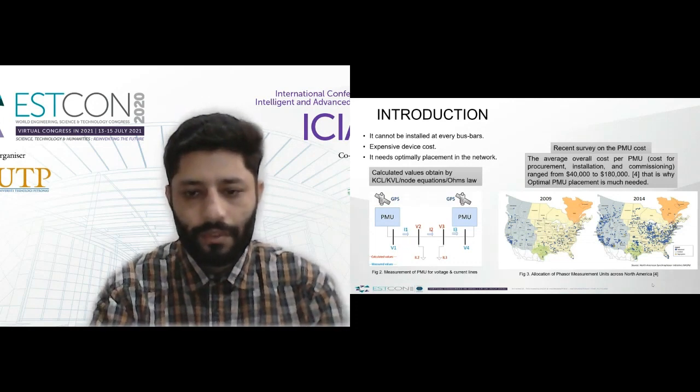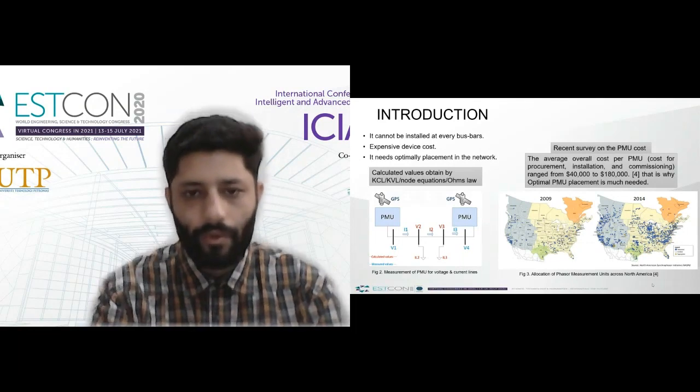Figure 3 shows the importance of PMUs and the allocation of PMUs in North America. In 2009, we can see that a small number of PMUs were allocated in North America, whereas in 2014 we can observe an abrupt and massive change, noticed with the blue symbols. The blue symbols show the locations of PMUs in North America. So this shows the importance of PMUs for the modern world.